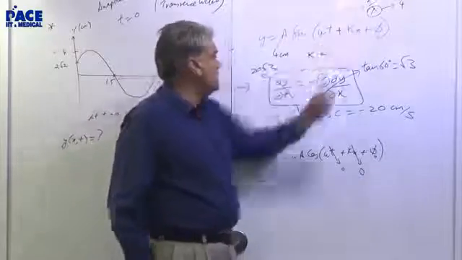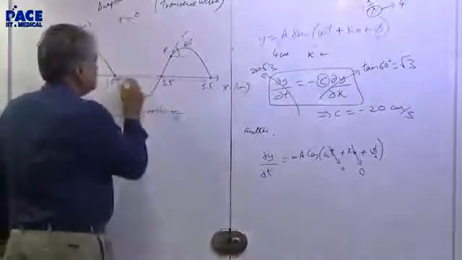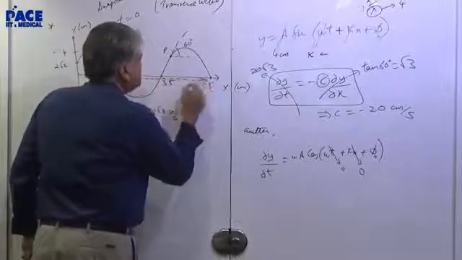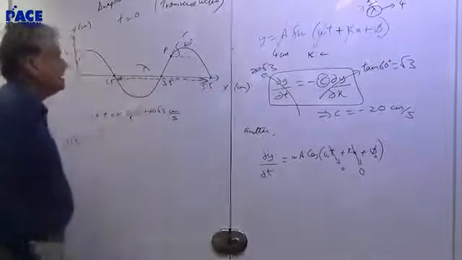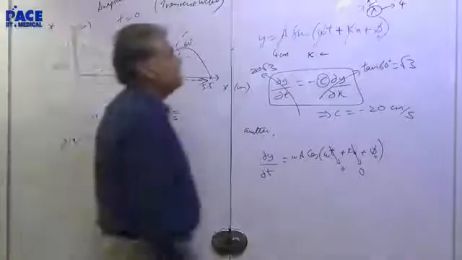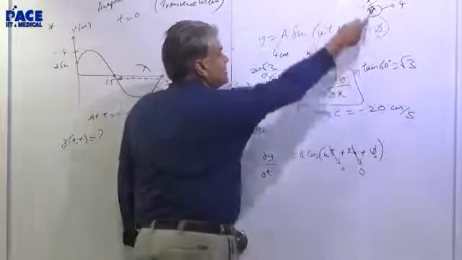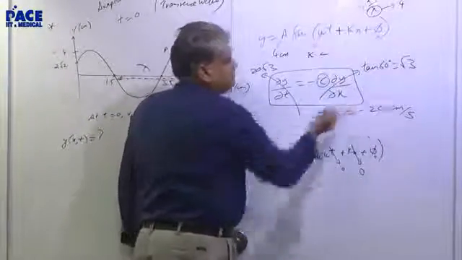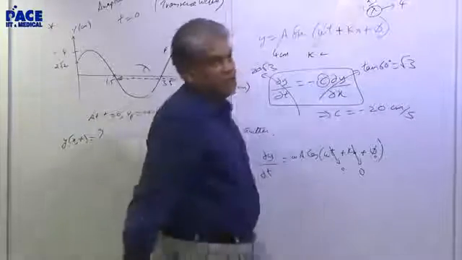K is known, 2 pi by lambda. Lambda is from here to there. This is lambda. And I know my omega because omega is kc. I know k here, I know c from here. So what is left out is phi naught.